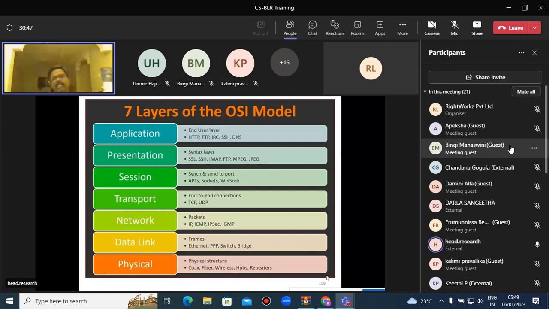Then presentation layer. Presentation layer takes input from the session layer and gives output to the application layer. Session layer, presentation layer, completely syntax based layer, based on rules and regulations, protocols. It works based on various protocols like SSL, SSH, IMAP, file transfer protocol, Motion Picture Experts Group, Joint Photographic Experts Group protocols. Various protocols we are using in the application presentation layer.